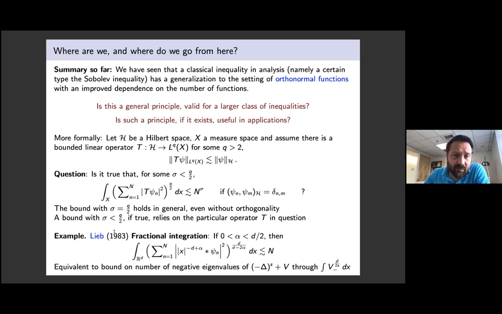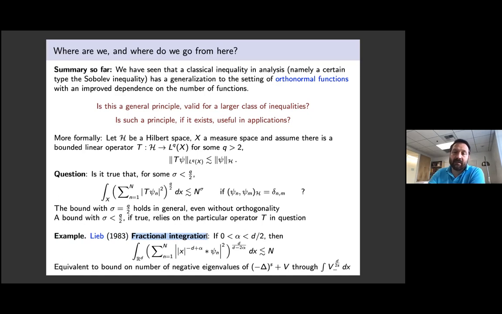And so this question was already investigated, or the first result goes back to Elliott Lieb in 1983, where he generalized a theorem in harmonic analysis, which is called the fractional integration theorem, or the Hardy-Littlewood-Sobolev inequality, to the case of n orthonormal functions.